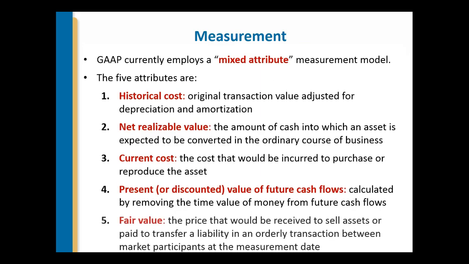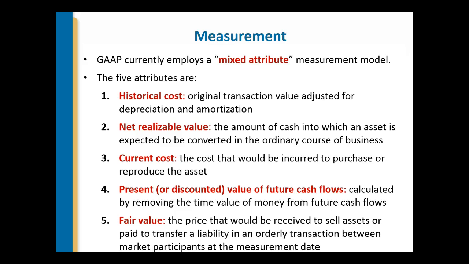As indicated in SFAC 5, GAAP currently employs a mixed attribute measurement model. If you look at a balance sheet, you might see land measured at historical cost, accounts receivable measured at net realizable value, a liability at the present value of cash payments, and an investment at fair value. There are 5 measurement attributes.